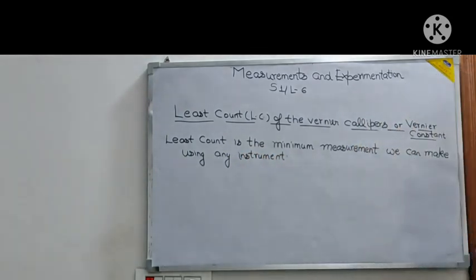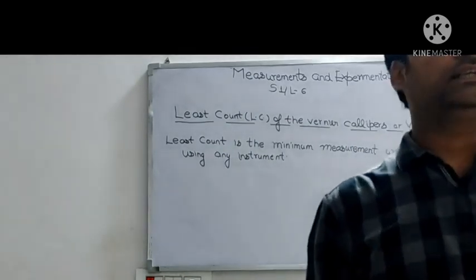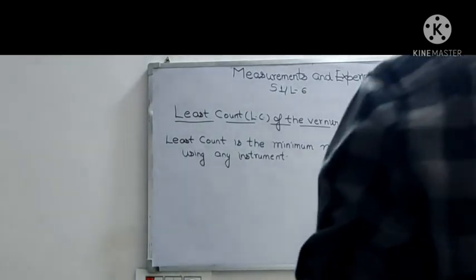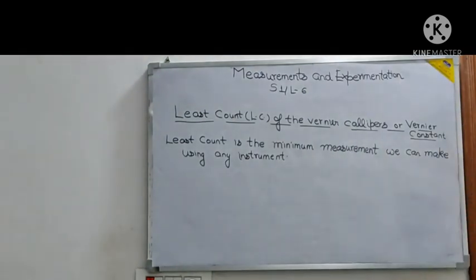Least count is only for the vernier calipers only. No, it is not like that. Least count is also for any instrument that we use for measurement purposes. So least count can exist for any. Now see, for the least count we are knowing.